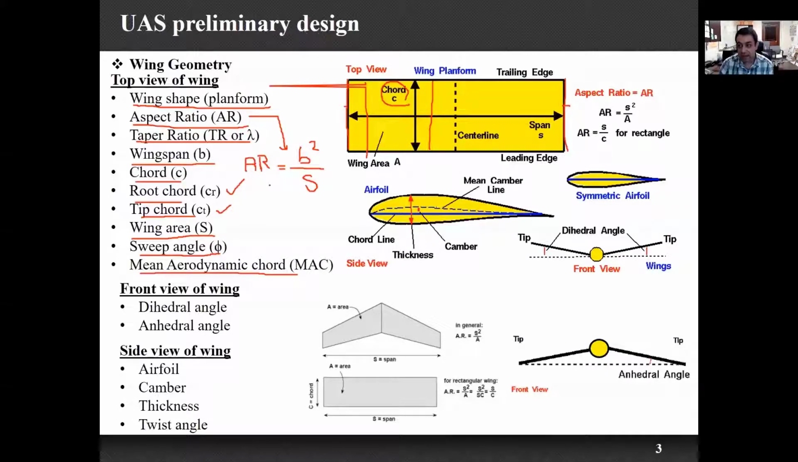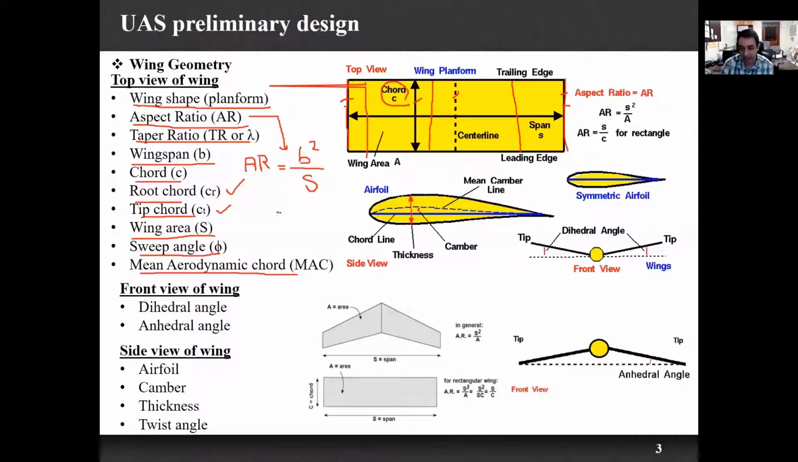So the other parameter: in case I have a rectangular wing shape, my root chord is going to be equal to the tip chord, or equal to the chord, right? Because it's rectangular, any cross section here has the same length. So this is equal to this is equal to this, because it has a rectangular wing shape. So for a rectangular wing shape, the aspect ratio is equal to b squared over S.